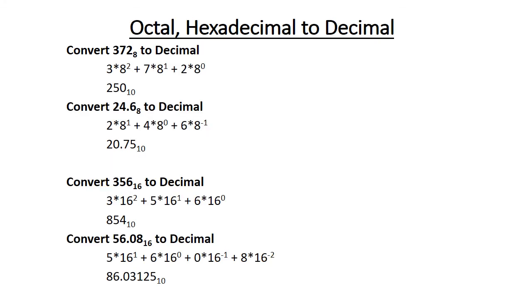Converting octal and hexadecimal number to decimal number system. Earlier we have seen how to convert a binary number to decimal. We have to continuously multiply it with 2. Now in the case of octal, for example, convert 372 to the base 8 to decimal. So 3 into 8 squared plus 7 into 8 raised to 1 plus 2 into 8 raised to 0. And the answer is 250 to the base 10.